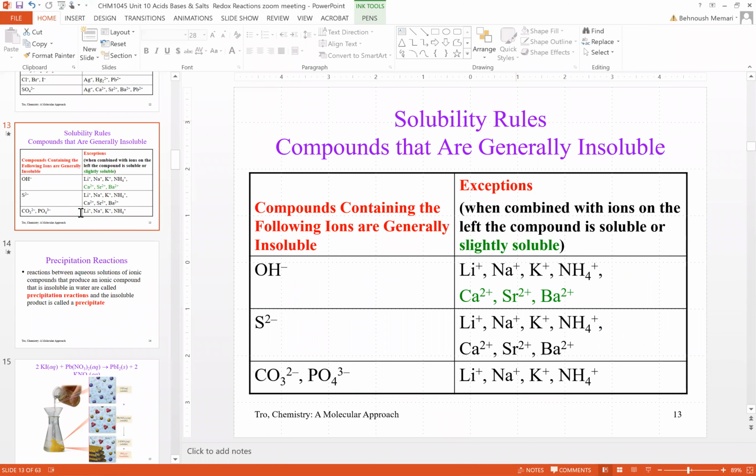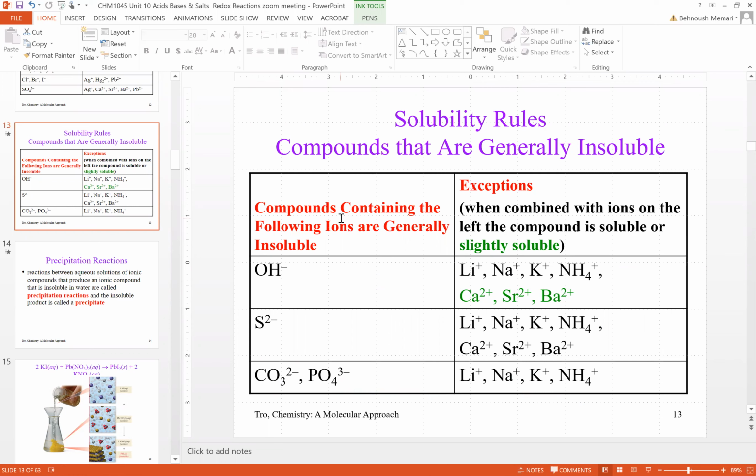Hydroxides are usually insoluble, except if you have them with lithium, sodium, potassium, or ammonium, or calcium, strontium, barium. These are also known as strong bases. Metal hydroxides like these are strong bases.